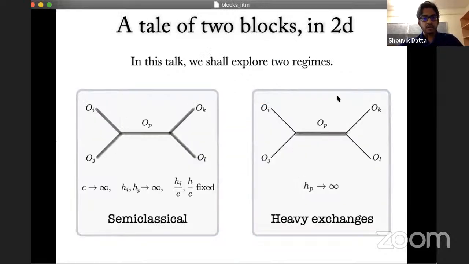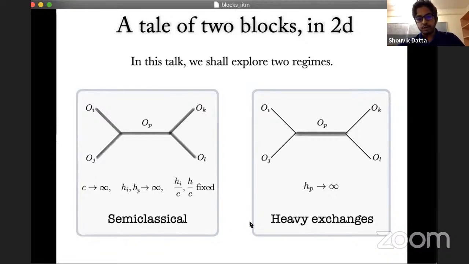So in this talk, I shall be telling you about 2 regimes. The first is the semi-classical regime, where we have the central charge of the CFT to be large, as well as the individual operator dimensions of the internal as well as the external operators also to be large, with this double scaling limit that the ratio of the conformal dimensions divided by the central charge is held fixed. Okay, so this is something which is called the semi-classical regime.